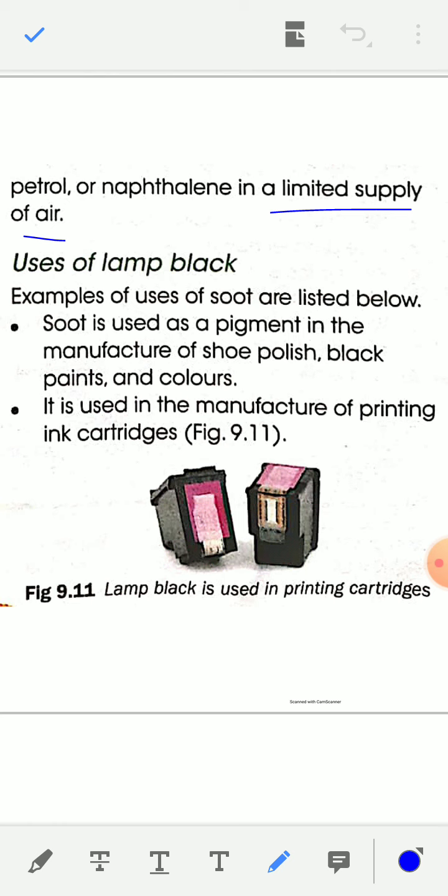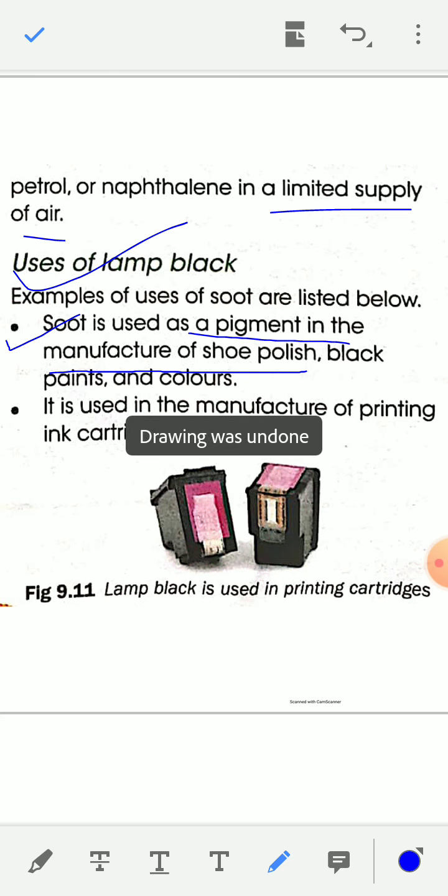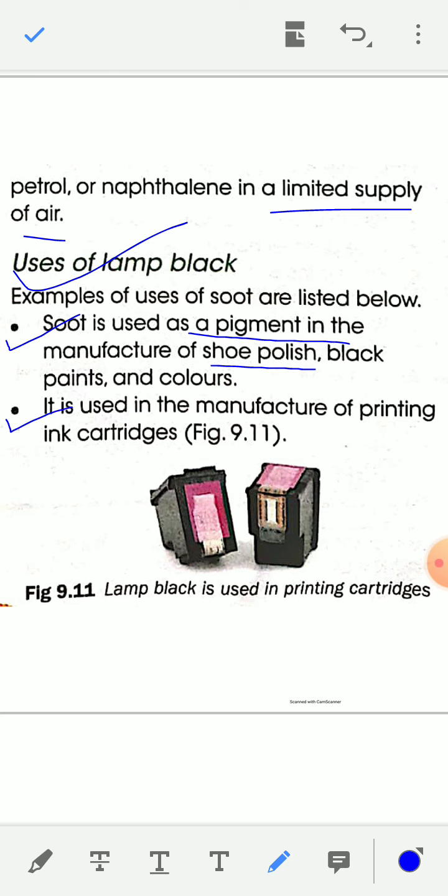Now see uses of lamp black. Examples of uses of soot or lamp black are listed below. Soot or lamp black is used as a pigment in the manufacture of shoe polish, black paint, and colors, and it is used in the manufacture of printing ink.